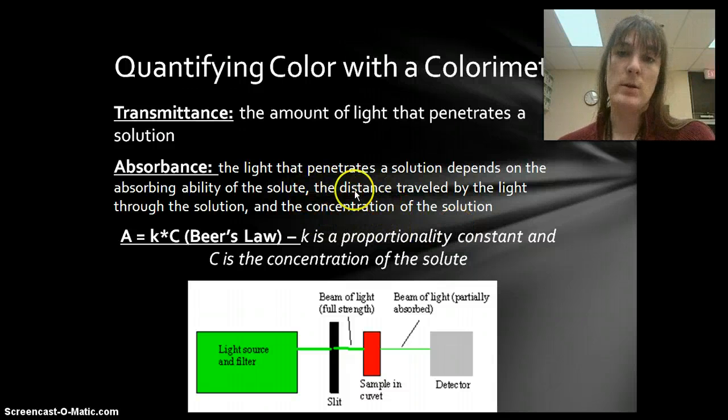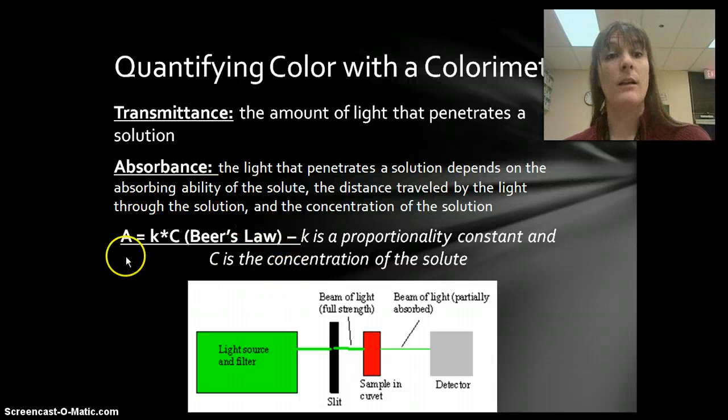Concentration is the part that we want to look at, and so we've got this absorbing ability and distance left. The size of this little area is going to be the same, so we can ignore distance, and that absorbing ability is going to be this proportionality. There's this relationship that's been shown to be a law, it's called Beer's law. A, which is absorbance, is equal to K, which is some value of the absorbing ability of that solute, times C, which is the concentration.